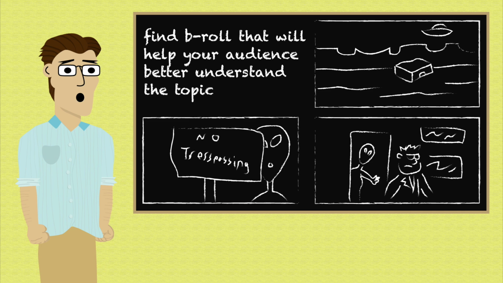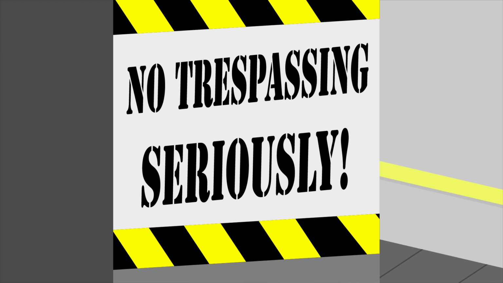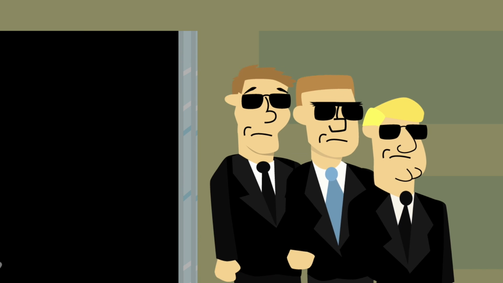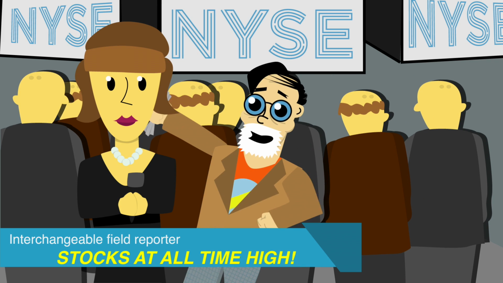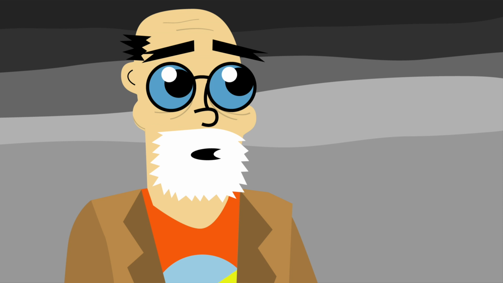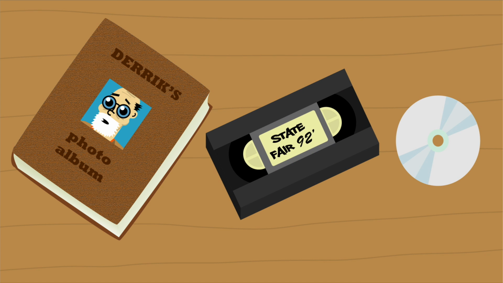So if your profile is about a place or an event, you can look for B-roll shots that will make your audience feel like they're right there. You can get wide shots of all the important buildings, you can get close-ups of important signs, and getting footage of people just going in and out of the building or going about their day is a good idea too. If your profile is about a person, try and gather shots that will help your audience relate to and understand them better. Old photos and videos make great B-roll if you can get your hands on any.